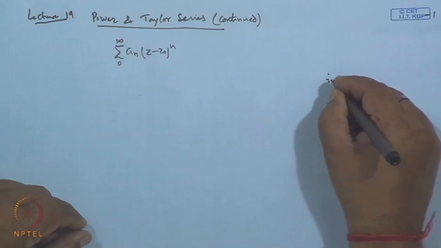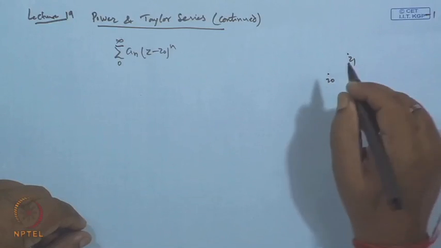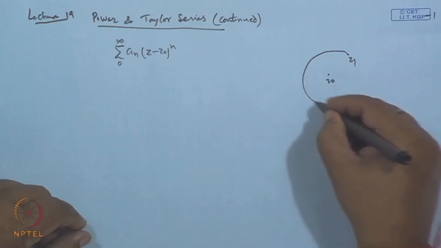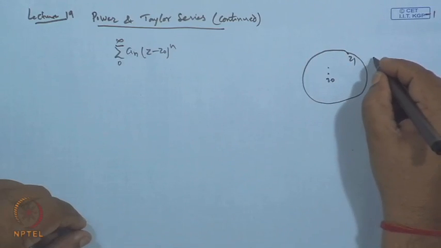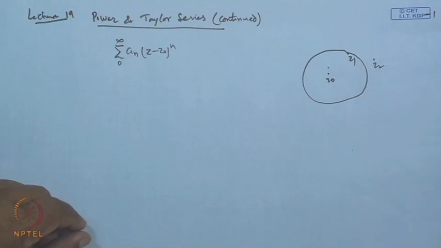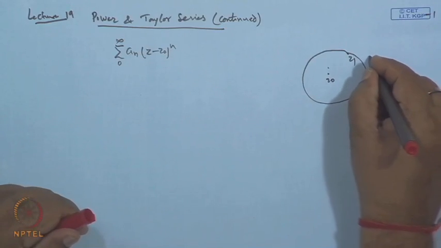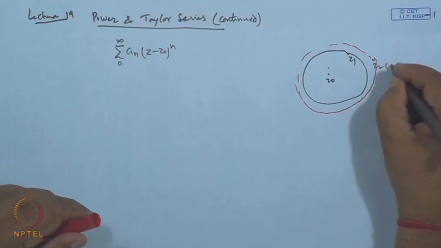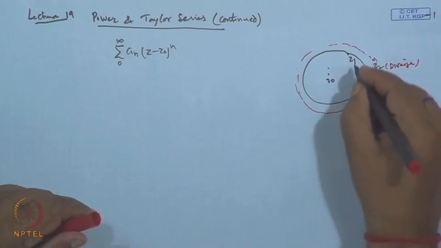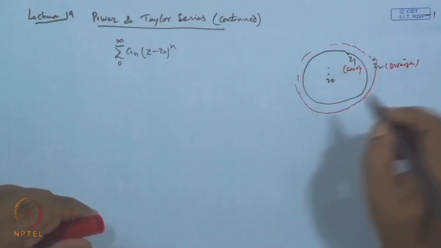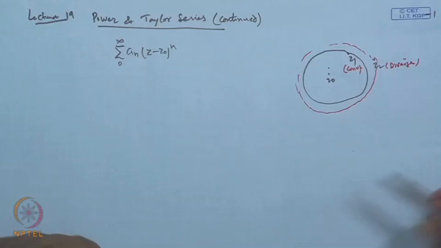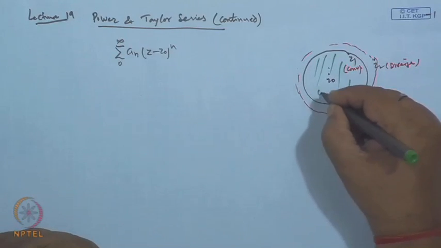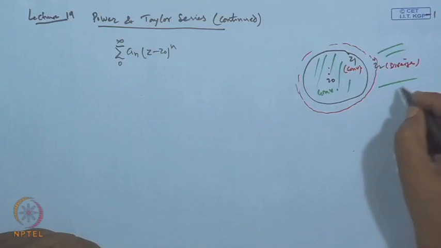This follows from the previous result which we have already discussed: if the series with center z_0 converges at a point z1, then it converges at every point inside this z1, and if it diverges at a point z2, then it diverges outside of this. Here is the point for convergence and here the point for divergence; all points inside, the series will converge, while outside of this it will diverge.